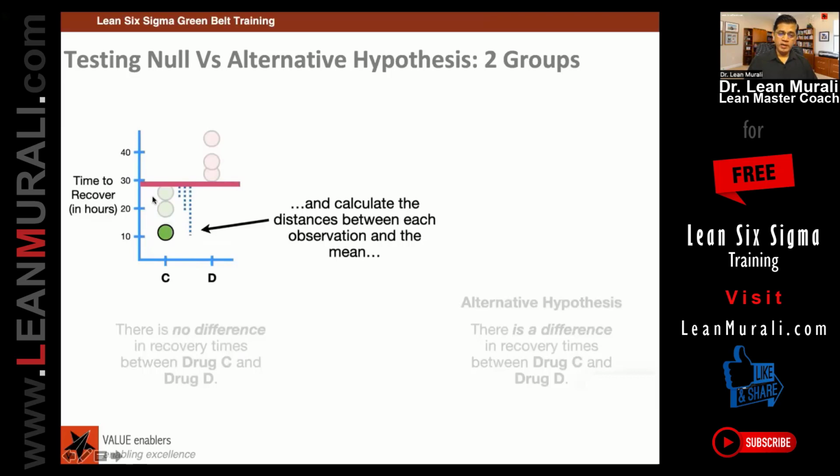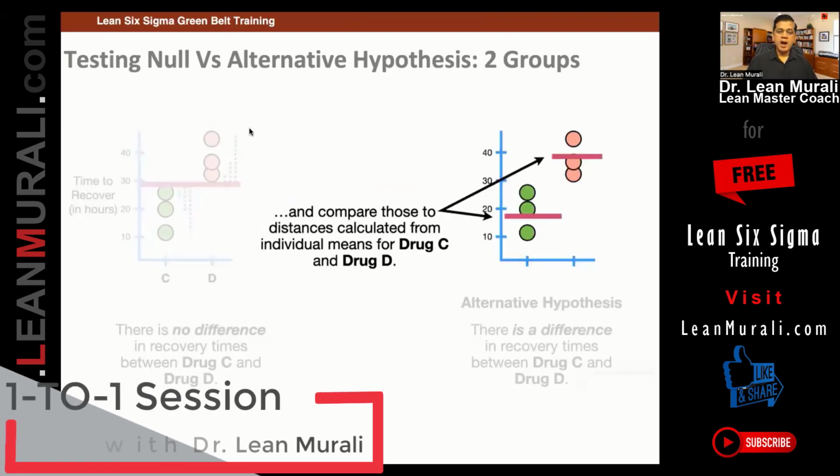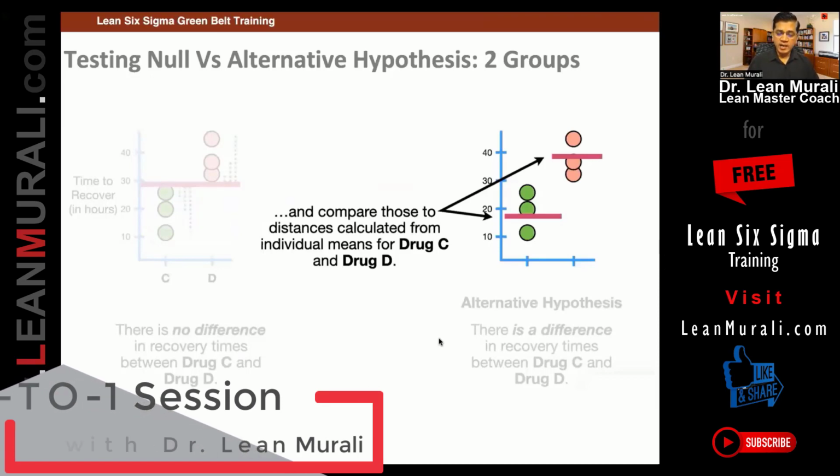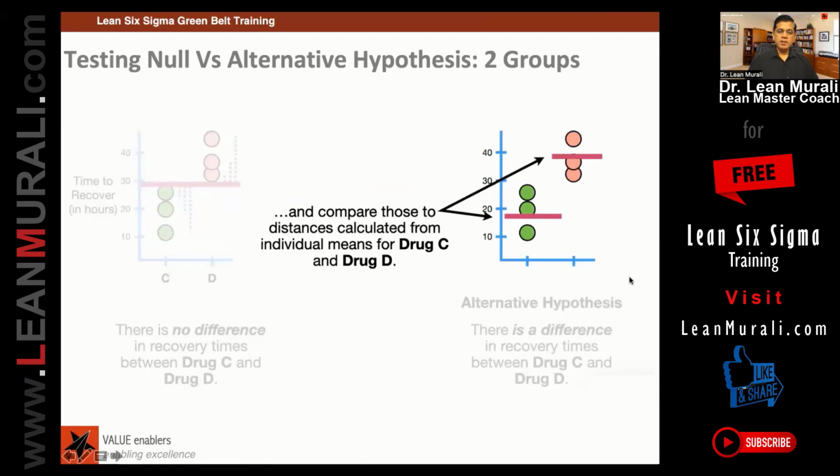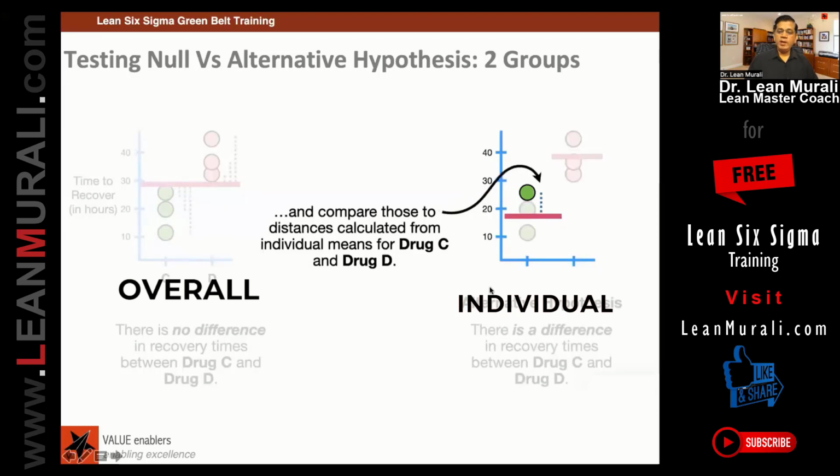First, you take the overall data, do the mean, and see the differences of each of these. And similarly, you do it for drug D also. Now, why are we doing this? To compare those to the distances calculated from individual means for drugs C and D. What do I mean by that? See, the overall has a mean like this and individuals have a mean like this. Now, for the individuals, you see this is the difference.